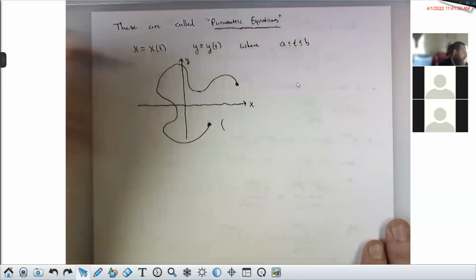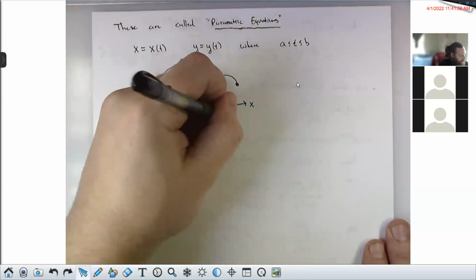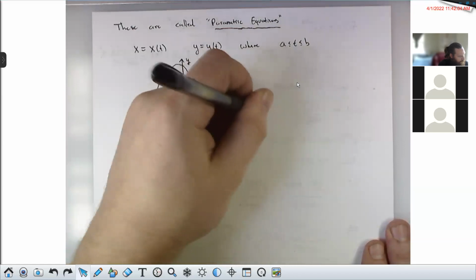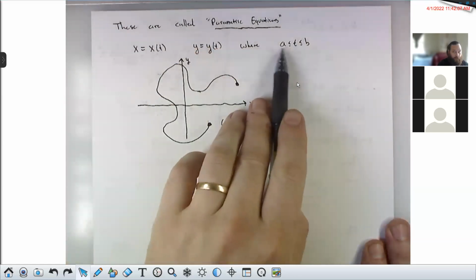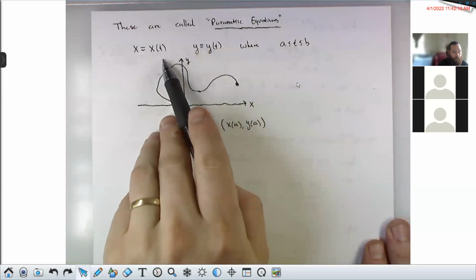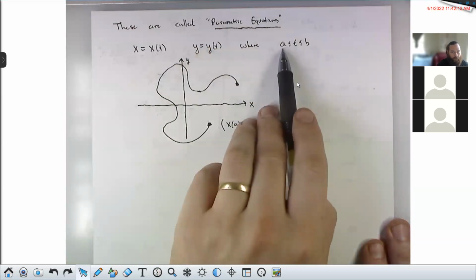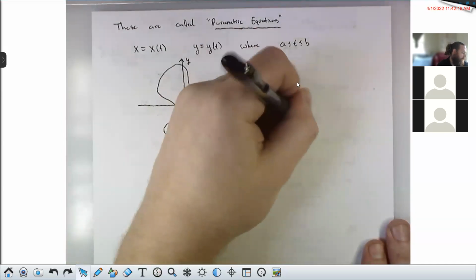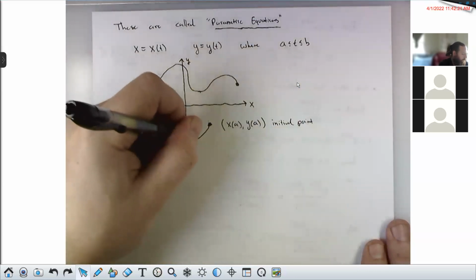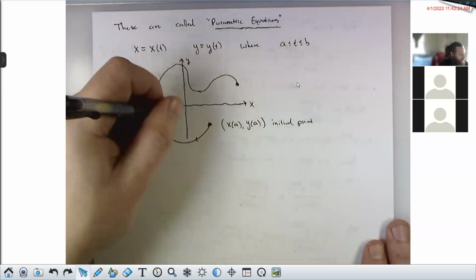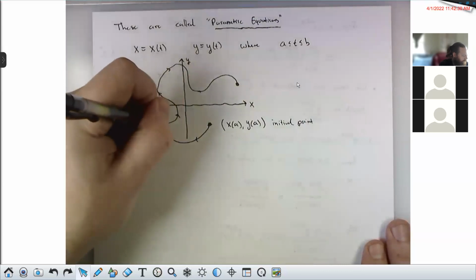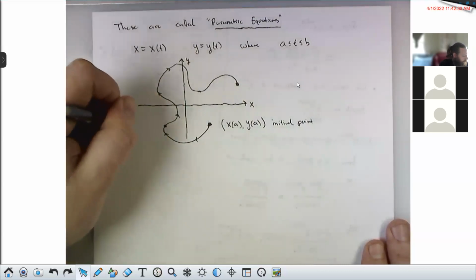The point over here, which we call the initial point, has an x value and a y value. The x value is what you get by plugging the starting t value into the x function. The y value is what you get by plugging the starting t value into the y function. This is called the initial point. And then as t increases, we are moving along the curve. A general point on the curve just looks like x of t comma y of t.